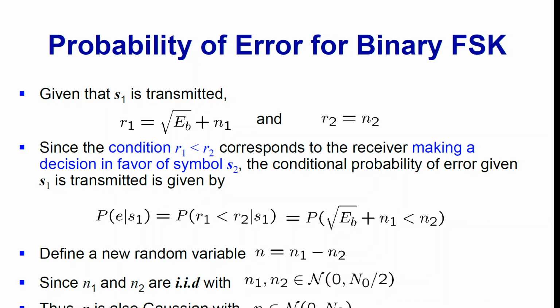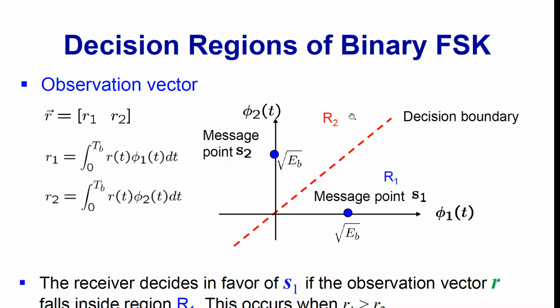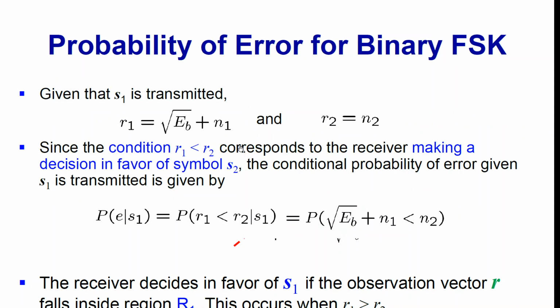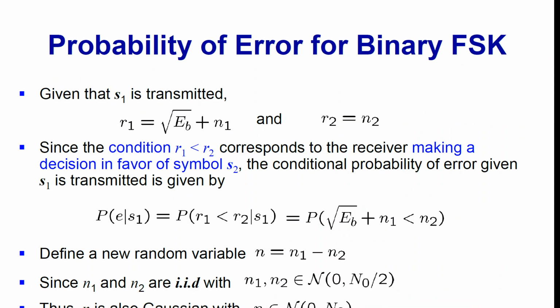So if S1 is transmitted, then R1 is root EB plus N1. So S1 is root EB and R2 is actually 0, so it is 0 plus N2. R2 is N2. So if R1 is less than R2, this decision region is actually R1 equal to R2, this decision boundary. If R1 is less than R2, the receiver will make a decision in favor of symbol S2. So you can observe here.